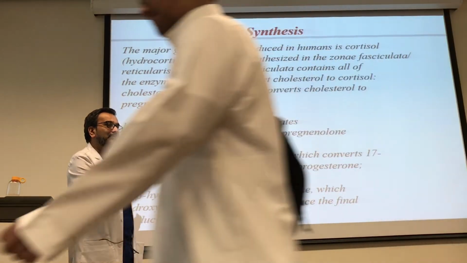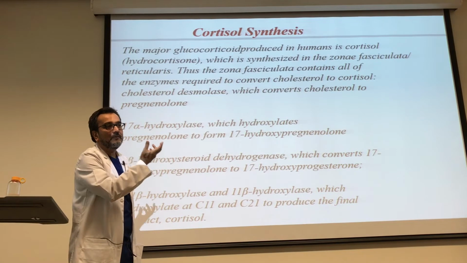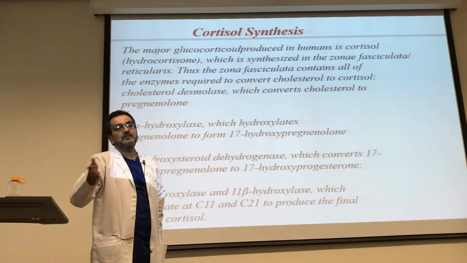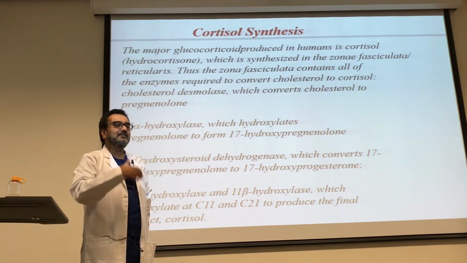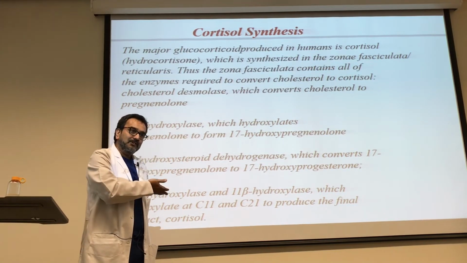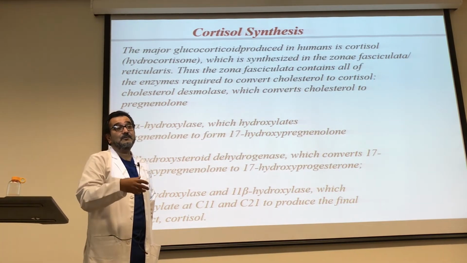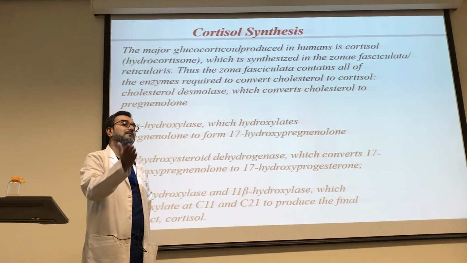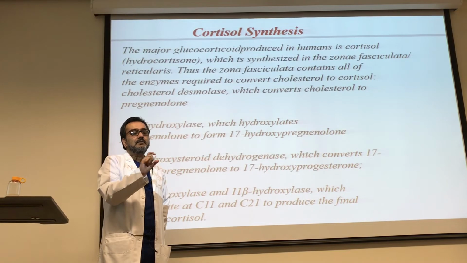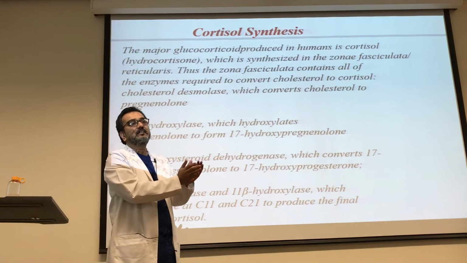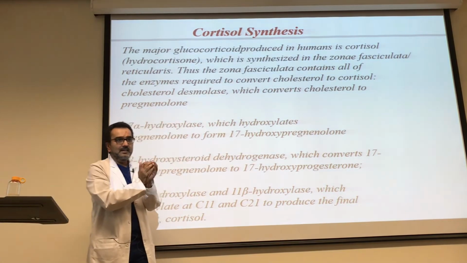So the zona glomerulosa is only going to produce mineralocorticoid because it would have a deficiency of an enzyme which is not allowing it to produce cortisol or corticosterone, okay? And similarly, the zona fasciculata might have a deficiency of an enzyme which will not allow it to produce aldosterone. So the deficiency of certain enzymes will restrict the formation of certain hormones to a particular layer within the adrenal cortex.